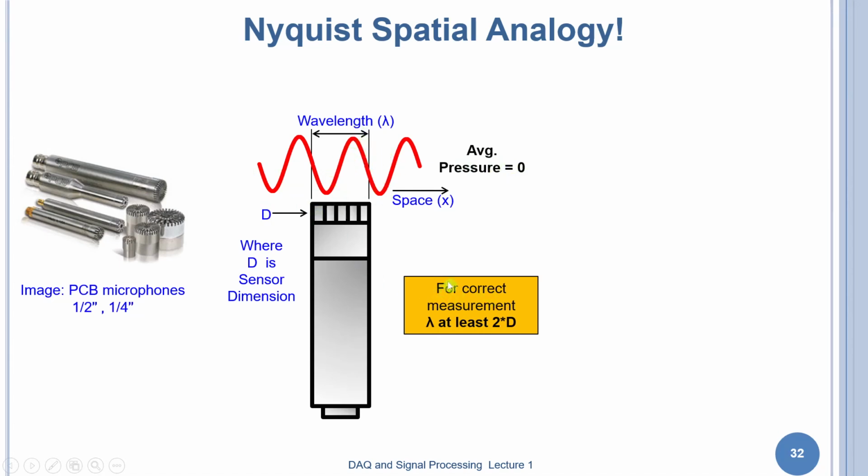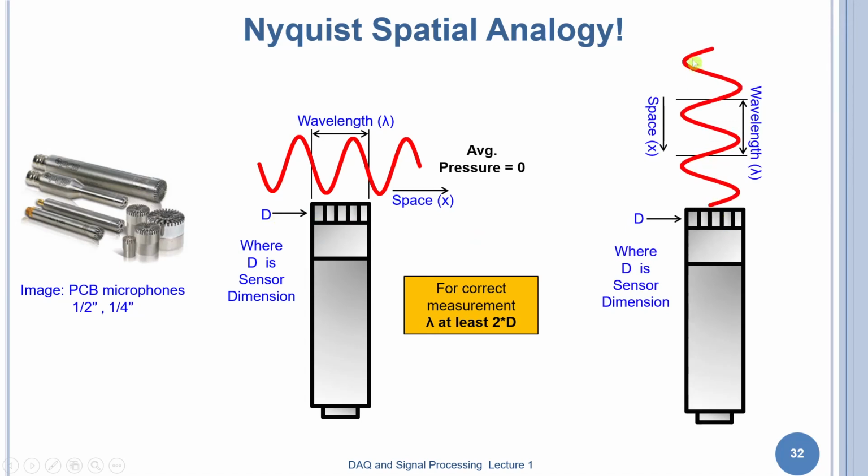Typically you need at least two samples in a given wavelength, so your wavelength should be at least twice the size of your sensor. This is not a big issue when your signal is moving in the direction of the sensor face. Here you won't have that issue. But in case your signal is moving parallel to the face of the sensor, you will run into this issue. So just be careful about these things when you are doing measurements.